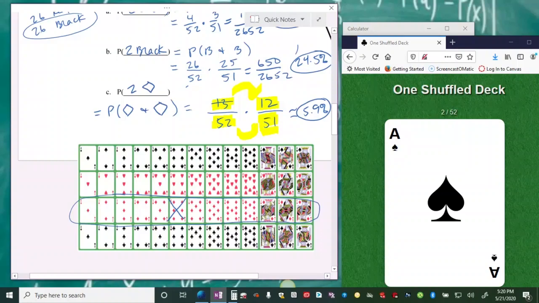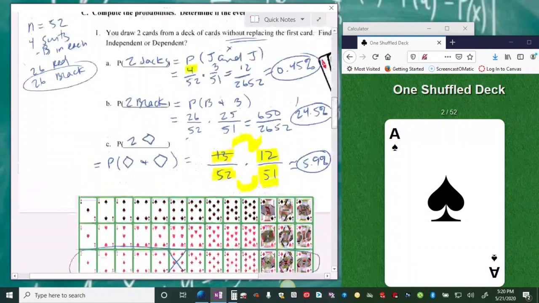When I look back at all of these examples, you'll see the same pattern. I start with 4 jacks. I go down to 3. I started with 52 cards. I go down to 51. For the black cards, I start with 26. I go down to 25 because I assume I chose a black card to begin with. I start with 52 and I go down to 51. So once you start seeing these patterns, it's really nice and fairly intuitive to put these together.